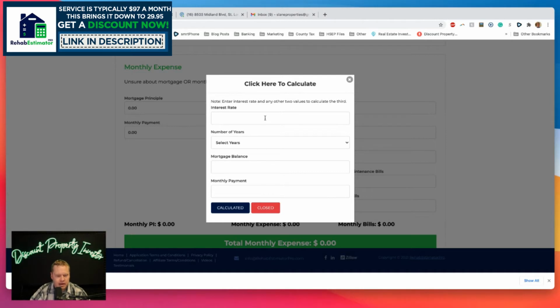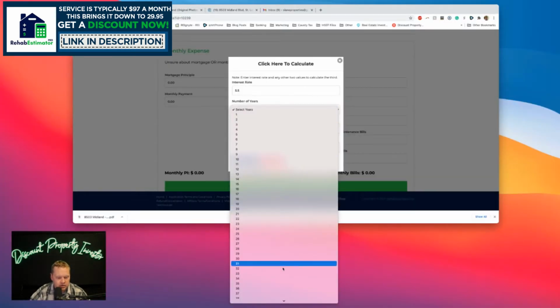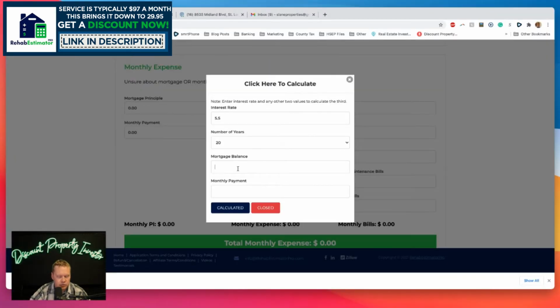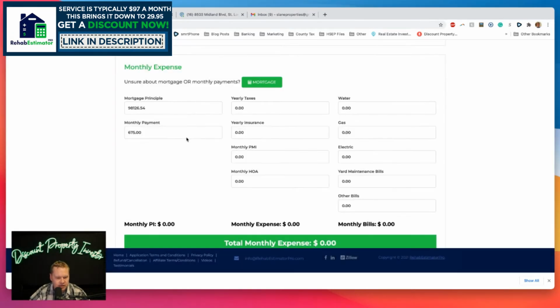So we can figure out their interest rate. Let's just fill this out. Number of years, let's say they've got 20 years left. Mortgage balance $85,000. Monthly payment $675. Boom, and it's going to calculate that stuff for you.